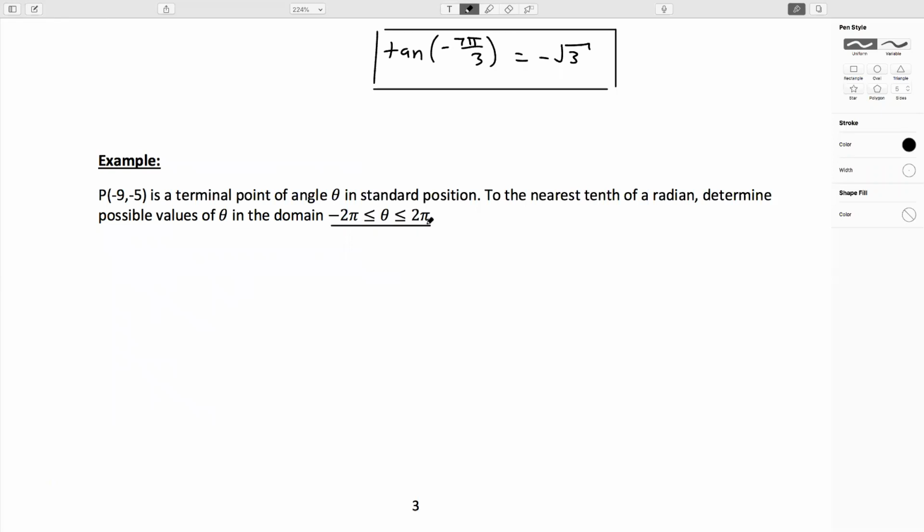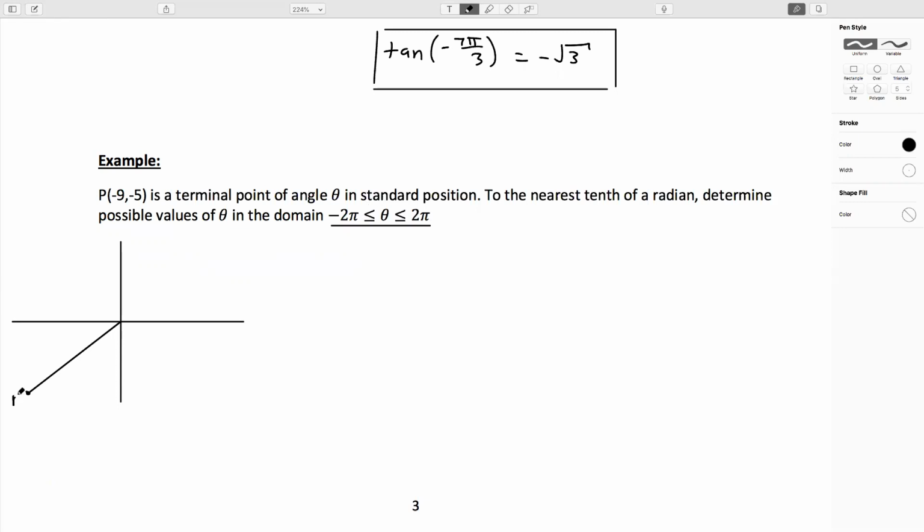Don't worry about the domain yet, because what we're going to find is we're going to be drawing a ray, and then that ray is going to have angles attached to it. This tells us how many angles we're allowed to give as our answer. So let's draw this point first, minus 9 and minus 5. So draw our grid. Minus 9 and minus 5 is going to be down here somewhere. So we're going to have a ray that looks like this.